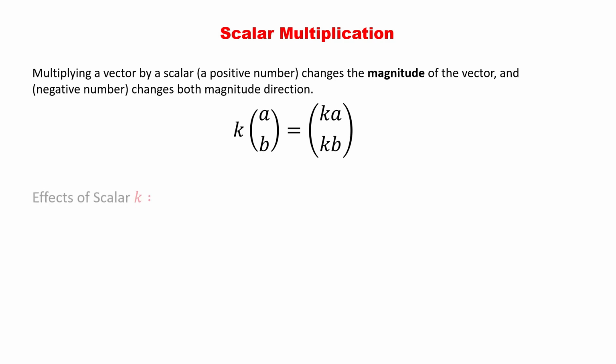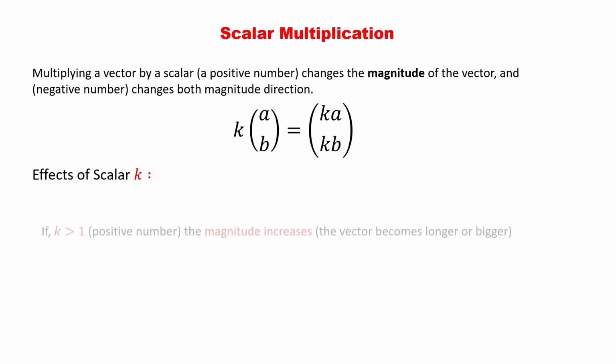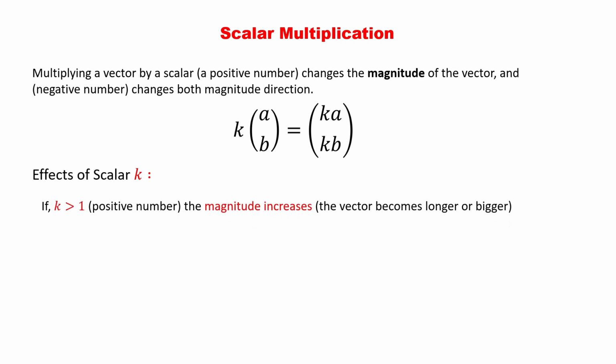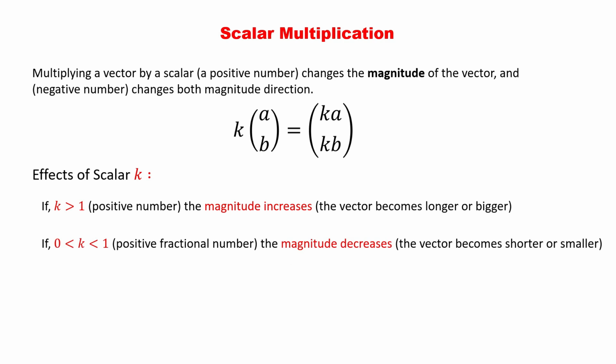Now, let us see how the scalar number k can affect the vector in 4 different scenarios. If scalar k is greater than 1, which means it is a positive number, in this case, the magnitude of the vector will increase, or we can say the vector becomes longer or bigger. If the scalar k is greater than 0 but less than 1, this means it is a positive fractional number.